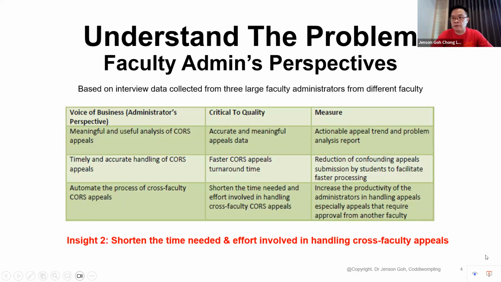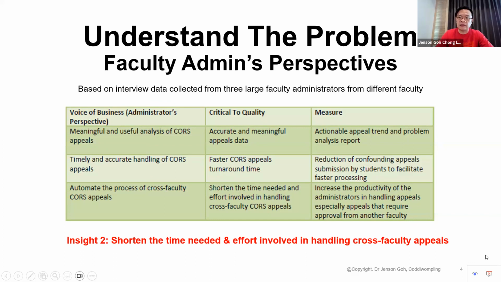The second one is we reach out to the faculty admin, quite a sizable number of them, particularly those faculty admin dealing with large student populations, which is the typical faculty like engineering, arts and social science, and faculty of science. They all have like 4,000 or 5,000 students. So we reach out to these large faculty admin, and we sit down with them and discuss what exactly are the pain points and the challenges that they face when dealing with appeal, and what would be the ideal, translating their voice into metrics that we can actually use to measure.